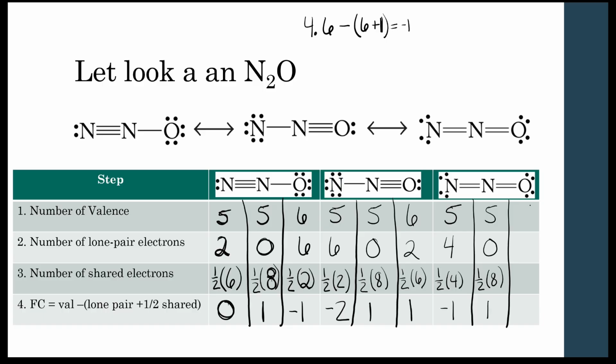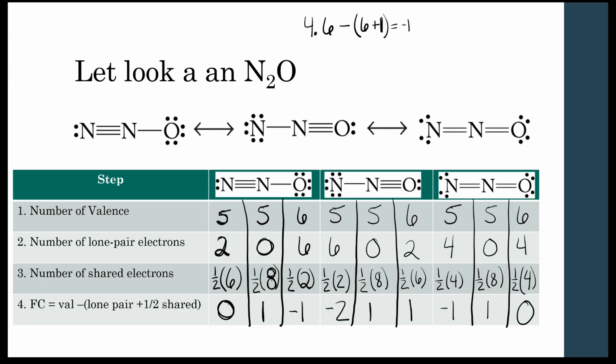And then this oxygen here has 6 valence. He's got 4 lone pairs. He's sharing 4 electrons. We're going to take half of that. So 4 plus 2, 4, 5, 6. 6 minus 6 is 0. Okay.